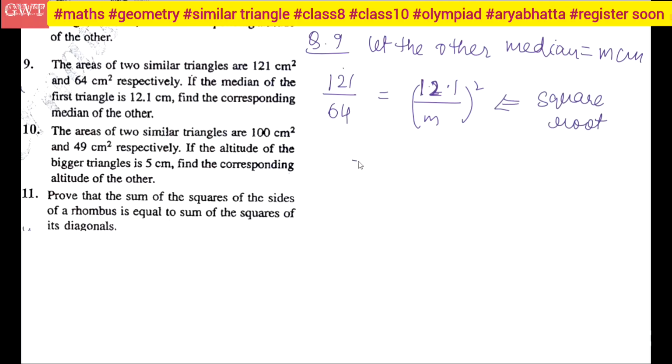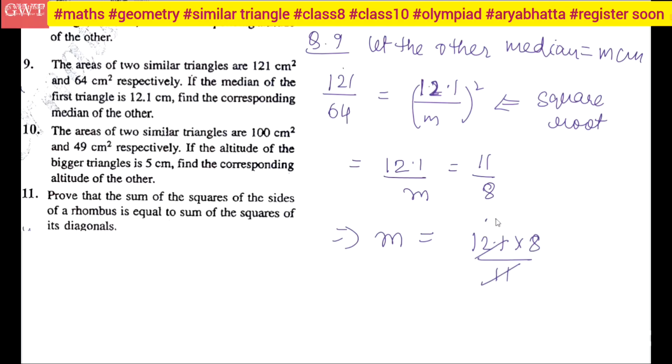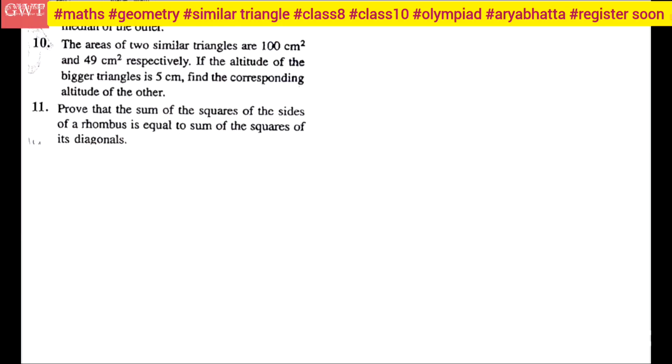and what I found: 12.1 upon m is 121 under root, which is 11, and 64 under root is 8. So what I will get? I will get m equal to 12.1 into 8 by 11, or this one will be 0.1, and it will be 11 times. So that much is 8.8. So I will get 8.8 centimeter. You got it?